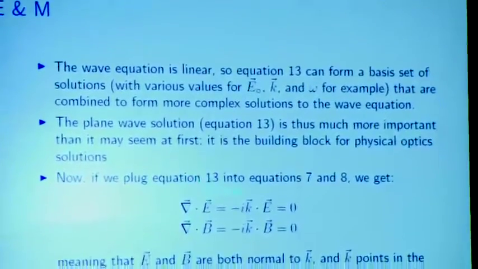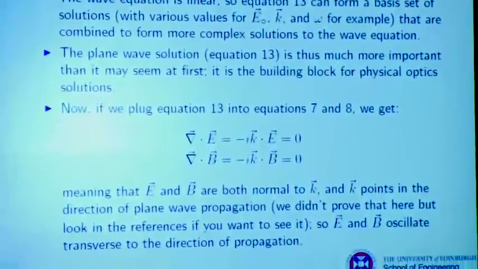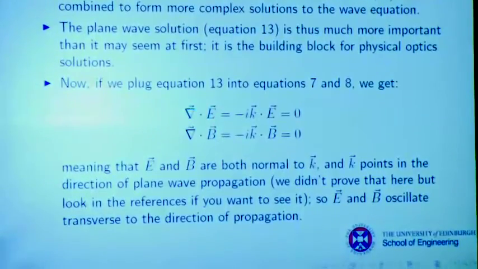Well, if we plug equation 13, that wave equation, into equations 7 and 8, we get these two expressions. Del dot E, or I'm sorry, the divergence of E goes to 0. So in other words, k dot E goes to 0, and so does k dot B. In other words, E and B are both normal to k, as I showed in that picture. Okay? So they're transverse waves.